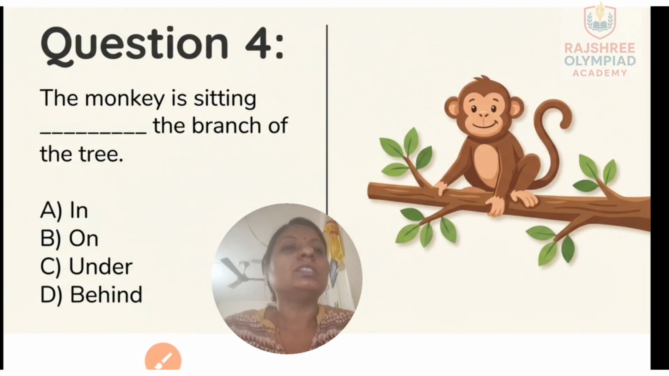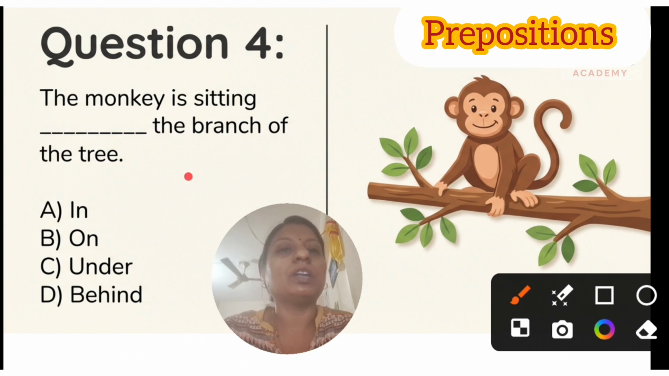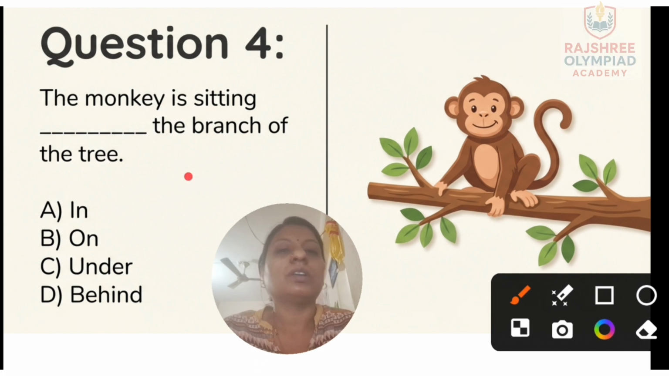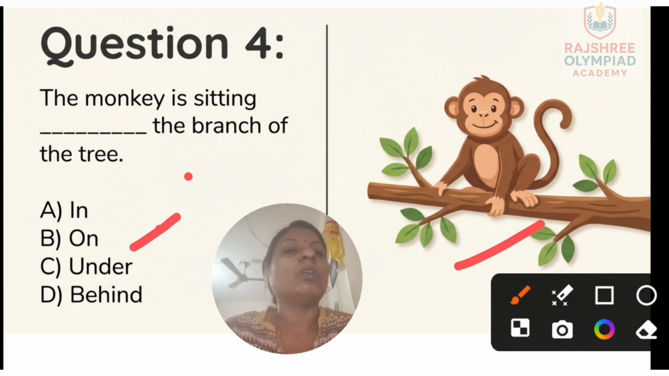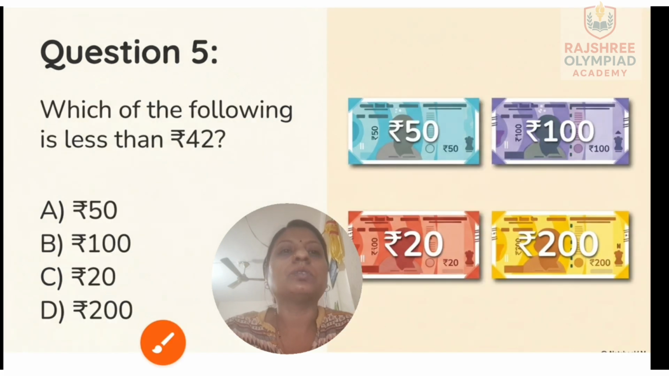Question number 4. This question is for preposition. The monkey is sitting in the branch of a tree. Preposition: on the tree. So the answer is on the tree. Here the question pattern is preposition. Pause the video and read yourself. Next, question number 5.